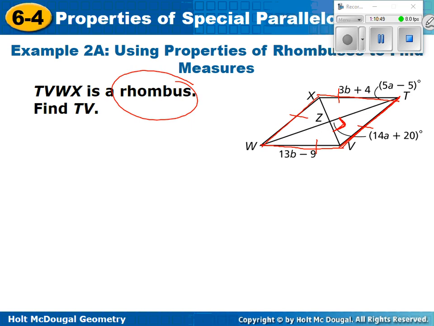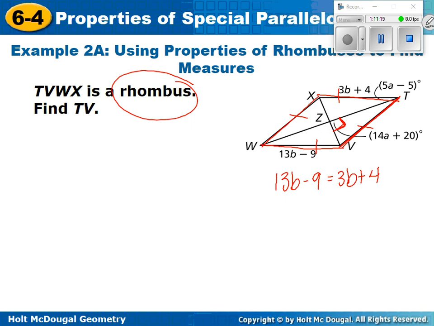So great idea. The rhombus does have perpendicular diagonals, so Reese is correct. If I had known two sides, I could have found TV, but I don't. So now I'm kind of stuck there. So what can I use if I know TV is the same as XT and WV? If all the sides are the same, don't you agree that those opposite ones are equal then as well?